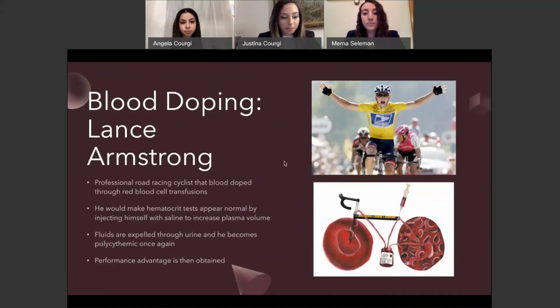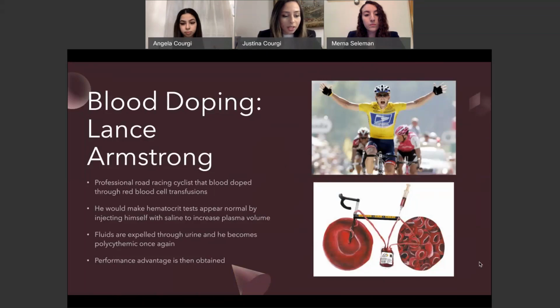A popular example of someone who blood doped is Lance Armstrong. Lance Armstrong is a professional road racing cyclist, and he denied for years that he blood doped by beating the test that was performed prior to every race. He was injecting himself with packed red blood cells. In other words, he was giving himself transfusions of mostly red blood cells. He would take the whole blood and centrifuge it as a means of separating the red blood cells in order to make it into an injectable liquid.